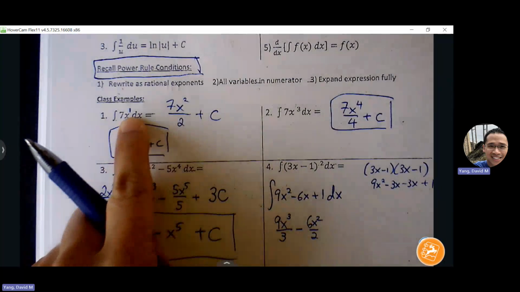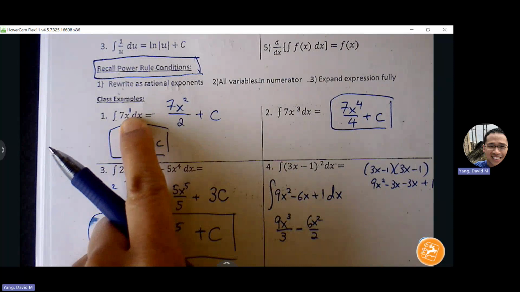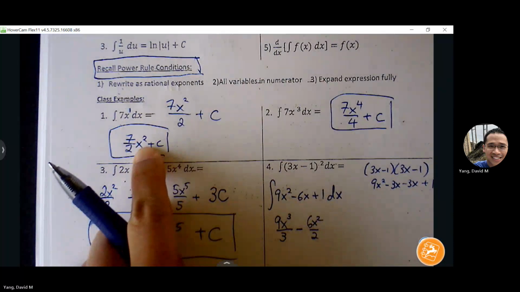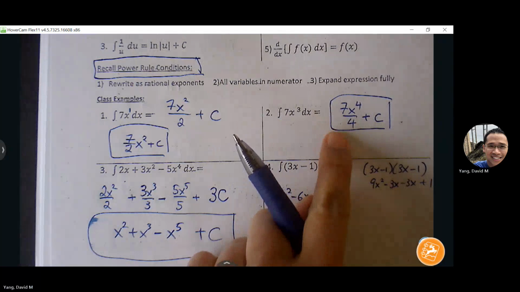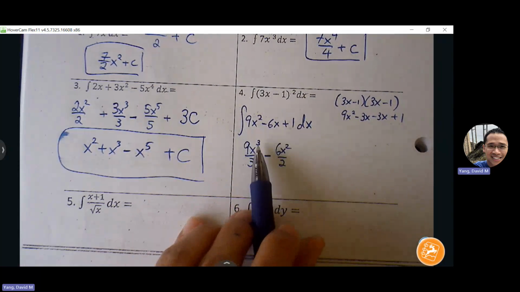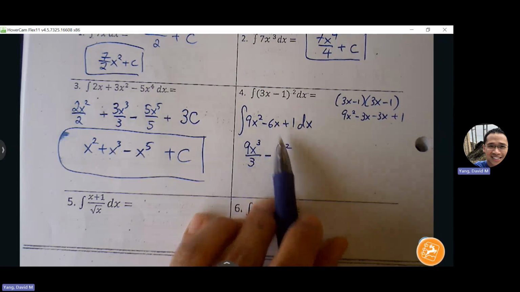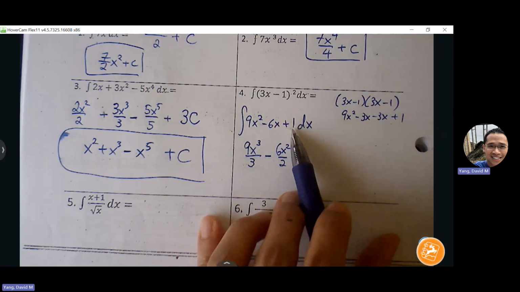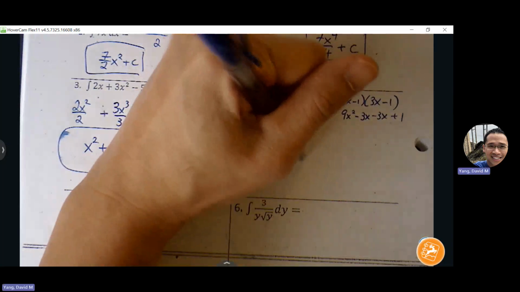Whenever we do the antiderivative, what's happening to your degrees? Increase by 1. So a degree 2 will go to a degree 3. A degree 1 will go to degree 2. Now the constant 1 is degree what? 0. So guess what the plus 1 will turn into? Good, plus x.